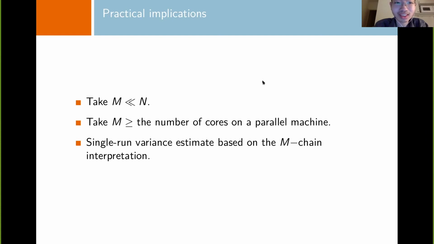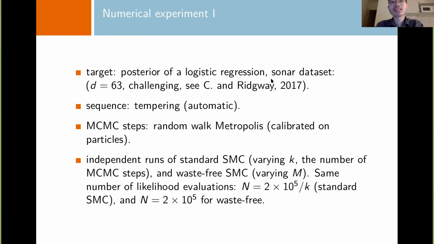Okay, so I'm going to present the numerical experiments that we have done in our paper. The first example that we are looking at is something quite classic. It is the logistic regression example. And we take the Sonar dataset that you can find on the UCI site for machine learning.